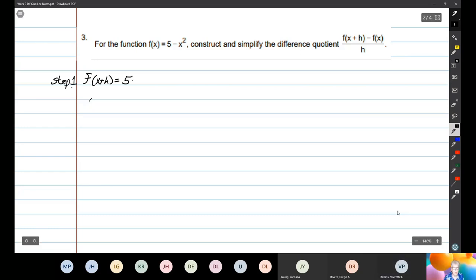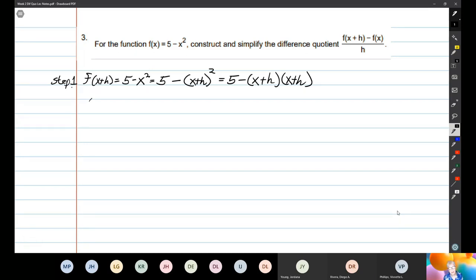You're welcome. Okay, 5 minus x squared is going to be 5 minus x plus h squared. Now watch this. That minus sign is going to wreck everything for me if I am not very careful. So what I'm going to do now is lock it out and just deal with x plus h times x plus h, and then I'll distribute in the minus sign.